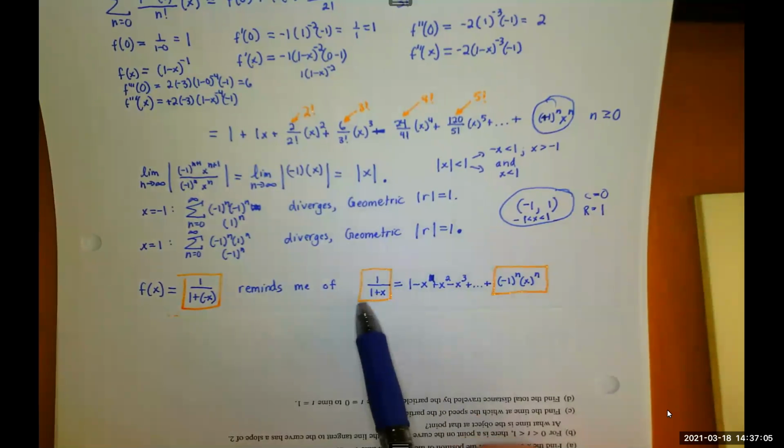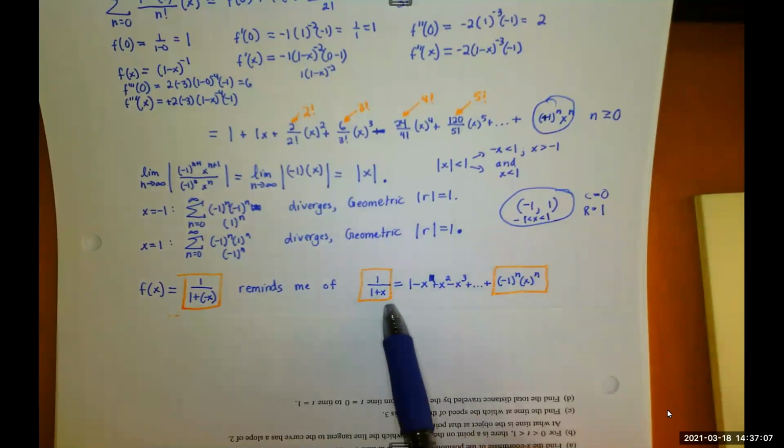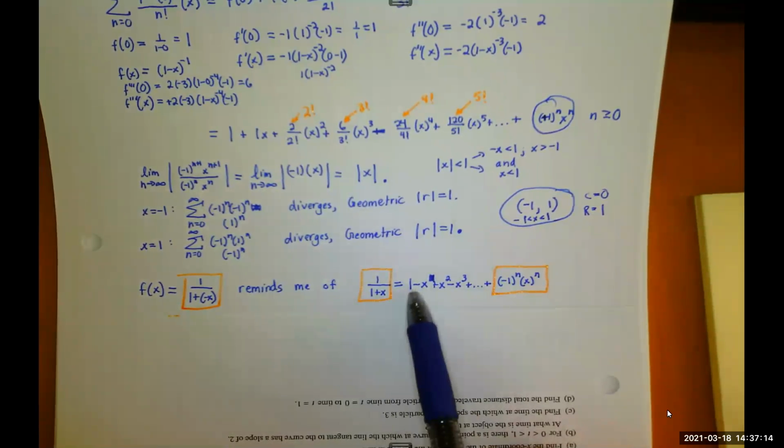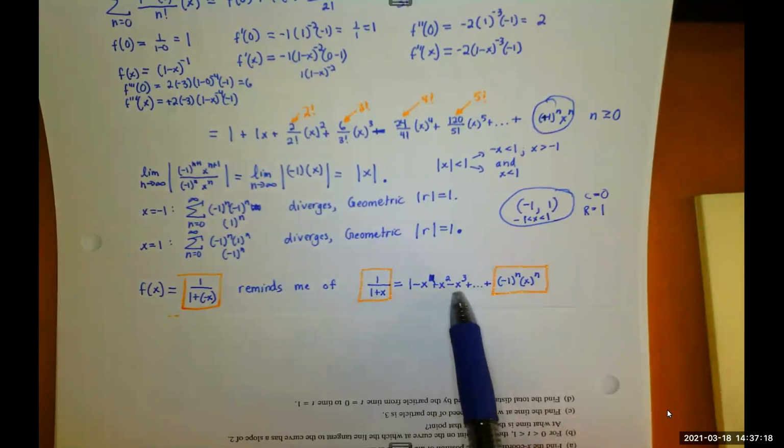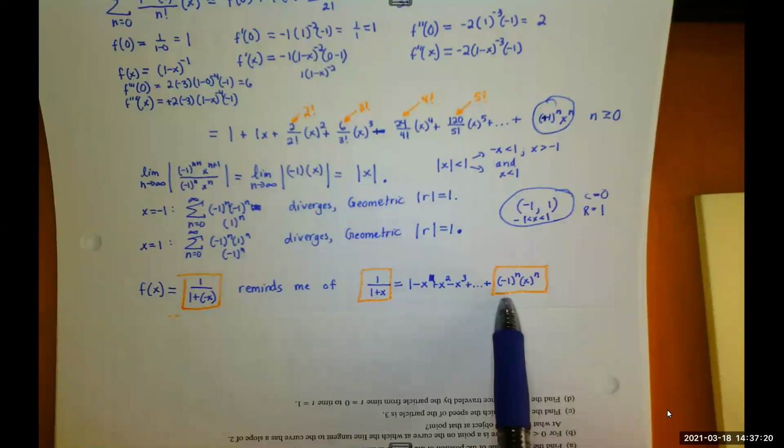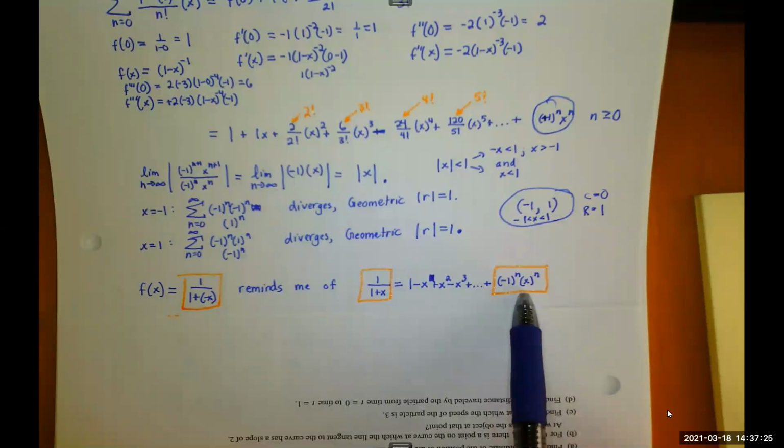So 1 divided by 1 plus x, that was one of the formulas, one of the functions that we want to know the Maclaurin series for. So the terms, the first 4 non-zero terms, 1 minus x plus x squared minus x cubed. Formula for the nth term is negative 1 to the nth power times x to the nth power.